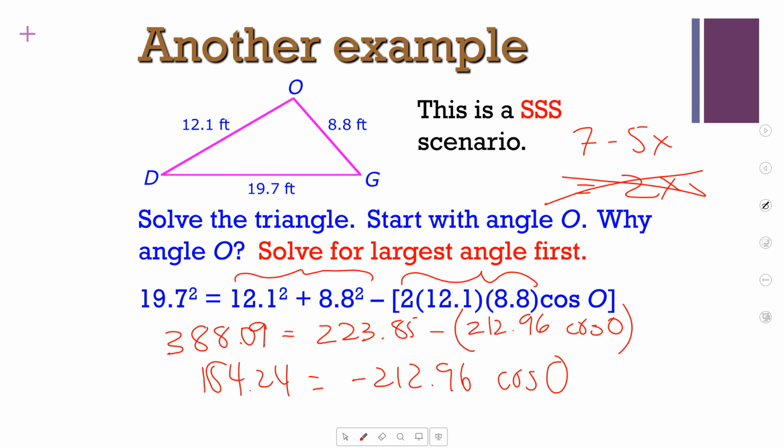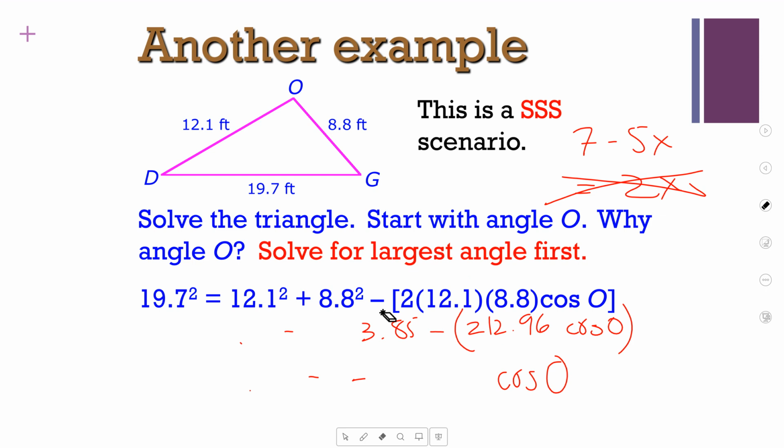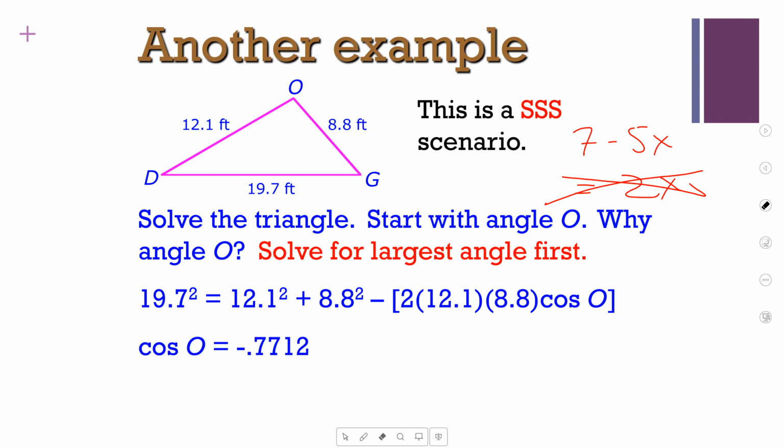Excellent. And when you do that, you should get to the number that I have here, which is negative 0.7712. Yay! That's not the value of theta. That's the cosine of theta.